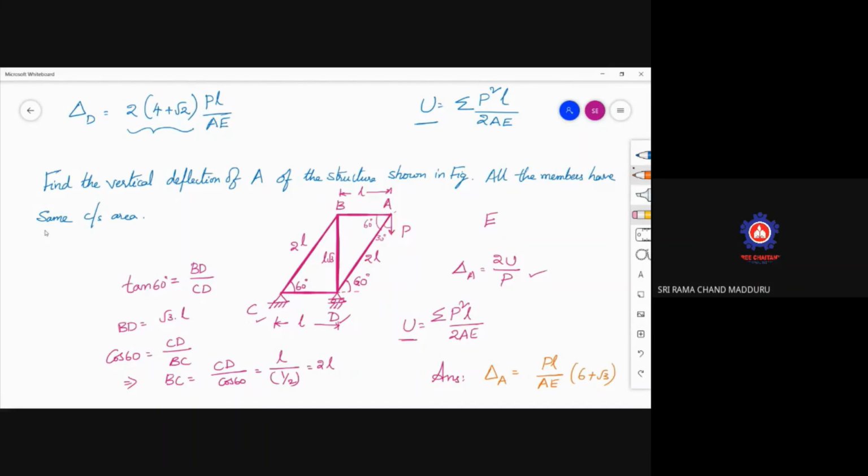These problems, make it as an exercise and do it by yourself. Let me know whether you are getting the answers or not. In the next class, I will ask how many of you have completed these two problems. If you people have noted down these two problems, we'll move to the next concept.